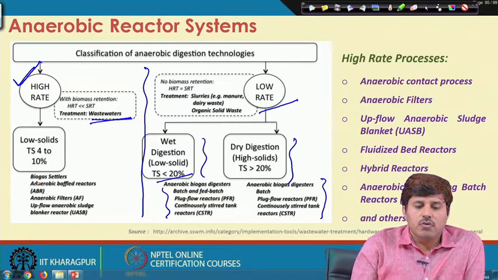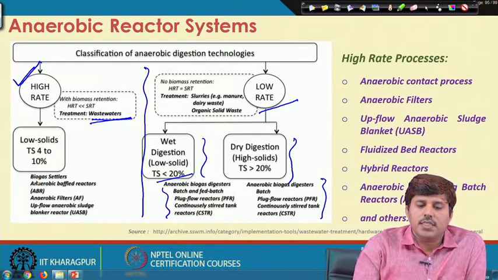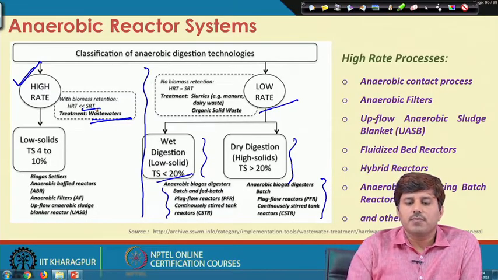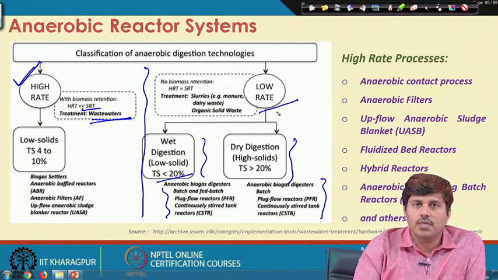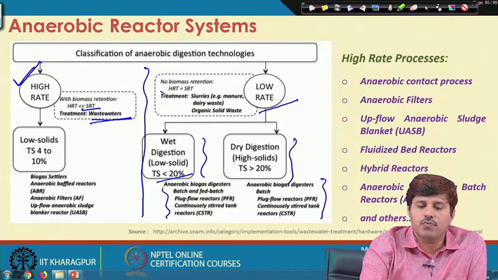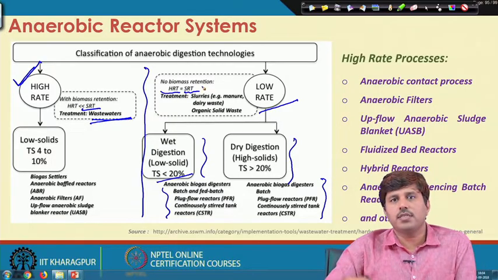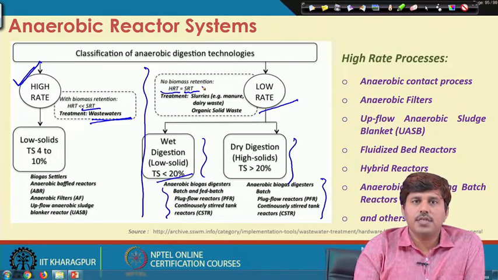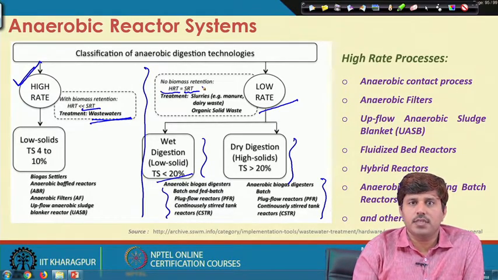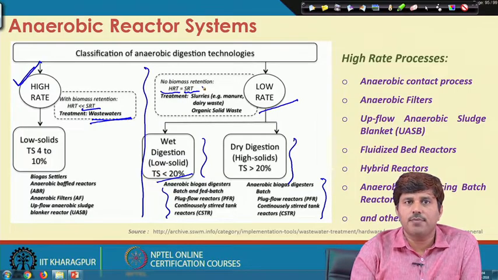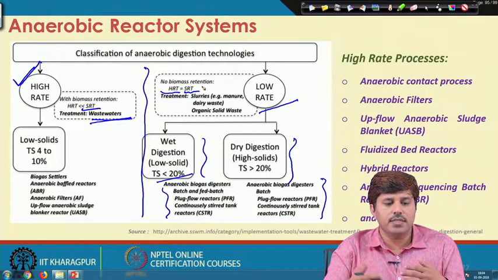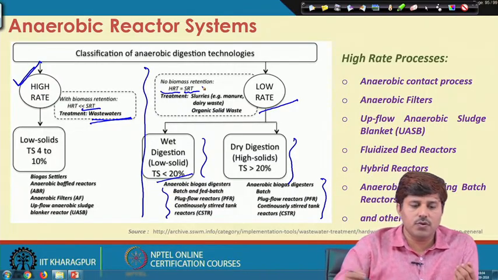With biomass retention, the hydraulic retention time is far less than the sludge retention time. In a low rate process, no biomass is retained, so the time the water or material spends in the reactor is the same as the time the sludge spends before it is discarded. Whereas in high rate processes, the hydraulic retention time is much less than the solid retention time or sludge retention time. So, the sludge which is produced is retained in the system, and the water has a much lower retention time.